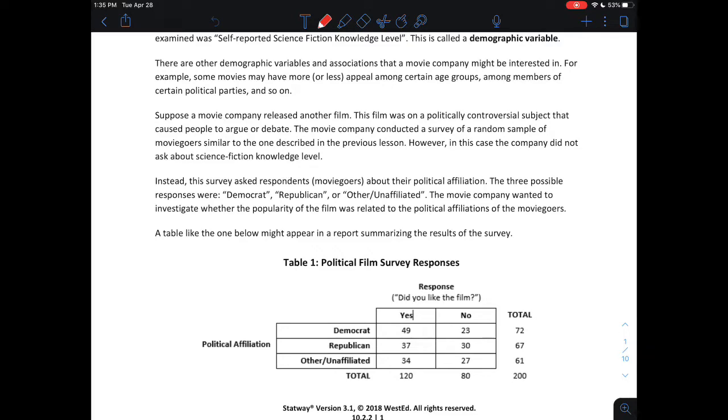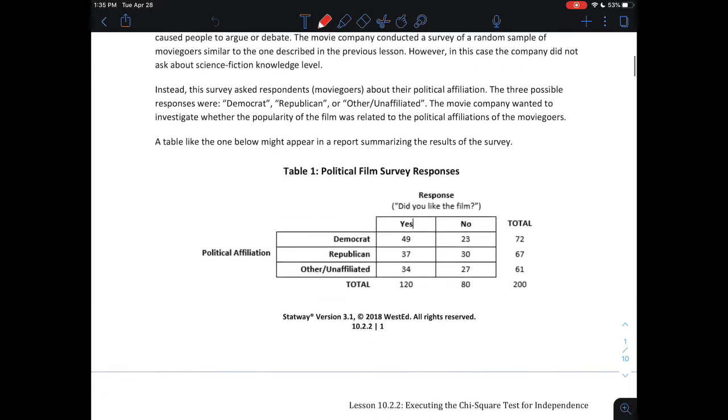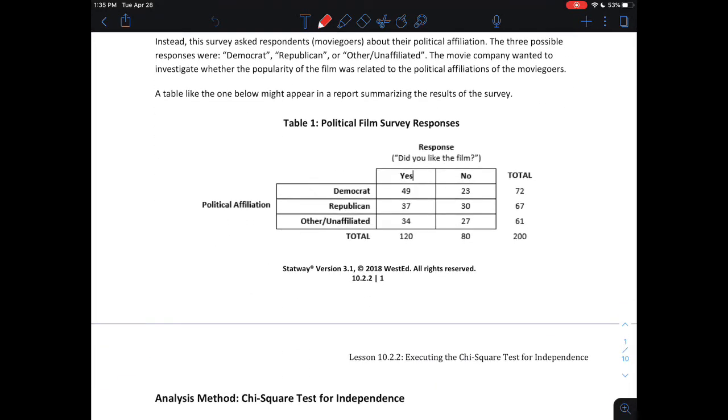The movie company wanted to investigate whether the popularity of the film was related to the political affiliations of the moviegoers. A table like the one below might appear in a report summarizing the results of the survey. So here in Table 1, Political Film Survey Responses, we again have columns for response, yes or no, and now the rows are political affiliation. First row is Democrat, second is Republican, third is other/unaffiliated. We see inside all of the cells the individual answers, and then we also see totals on the side and at the bottom.